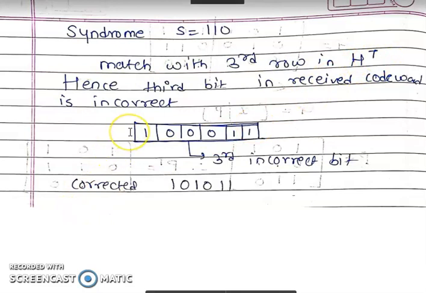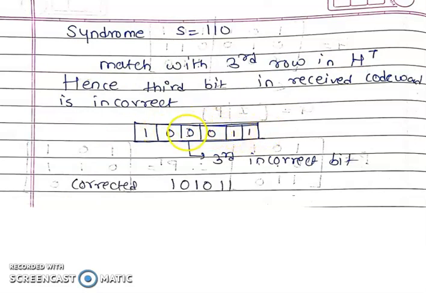In the received code word, we have 1 1 0 0 0 1 1, but there is an error in the third bit. That's why Y is corrected as 1 1 1 0 0 1 1. The third bit, instead of 0, is replaced by 1, where this is the third position I have corrected. The remaining bits will be the same.